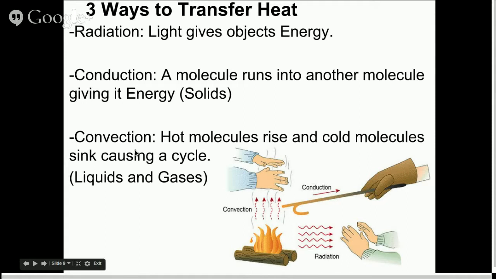Convection. Hot molecules rise and cold molecules sink. This can cause a cycle. And this usually happens in liquids and gases. This never happens in solids.